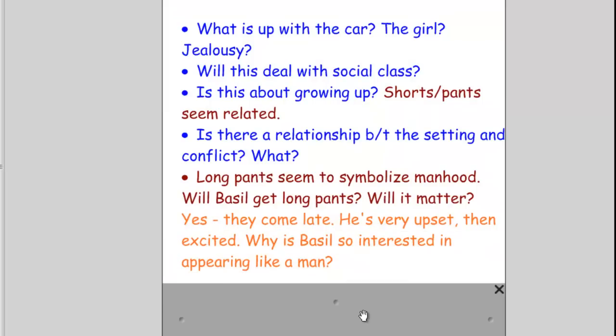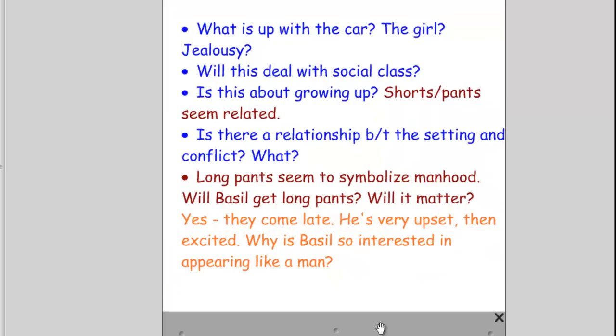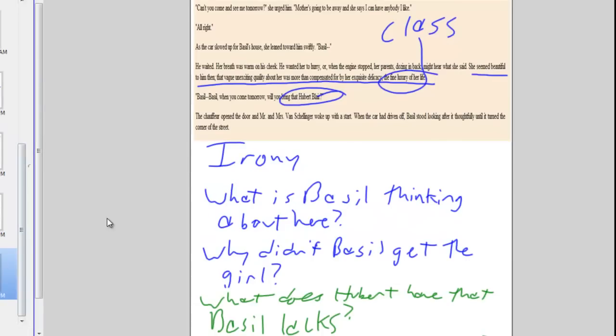So I have to go back and respond, and you're going to see me cyclically come back to another question. Yes, he does get the pants. They come late. He's super upset when that happens. Then he's really excited because they show up just in the nick of time. I have another question based on this answer, which is, why is Basil so interested in appearing like a man? Notice I'm not saying becoming a man. This seems to be more about appearances.